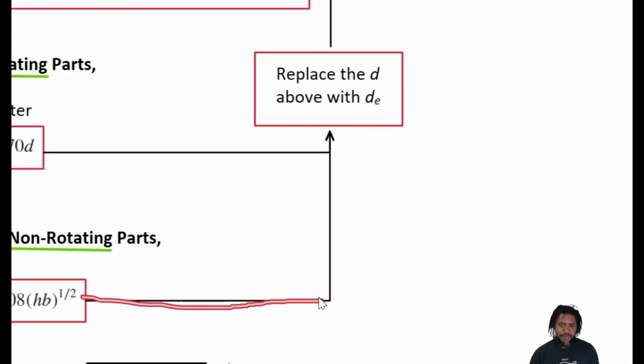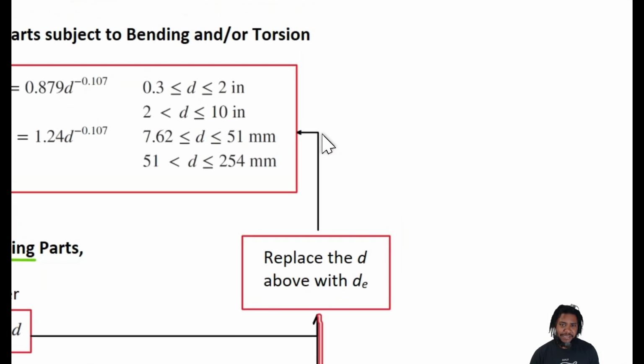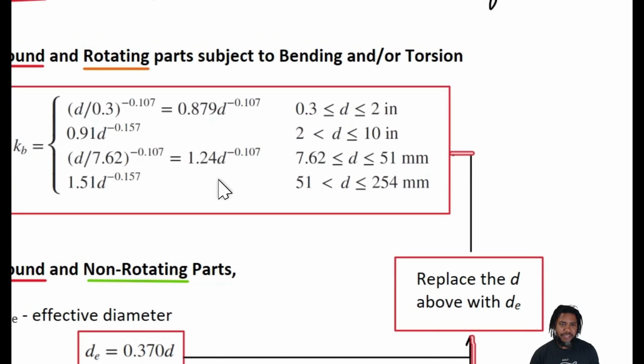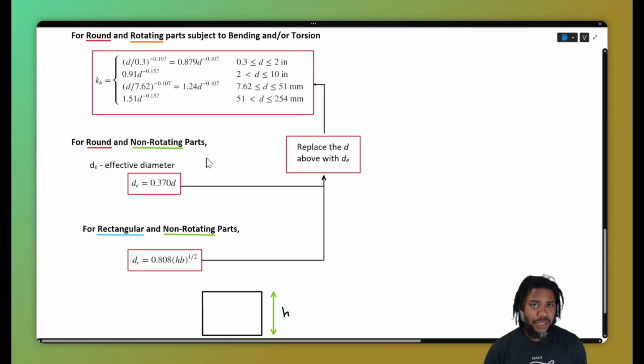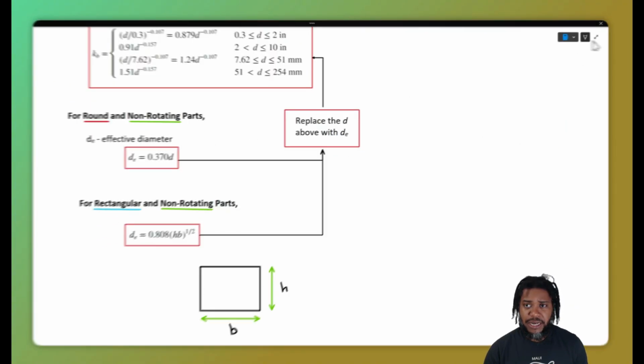We'll then take that effective diameter, replace D, and again, search in our inequalities and calculate our KB value, right? So there we go. Now we've got our size factor. Now let's find our load factor.